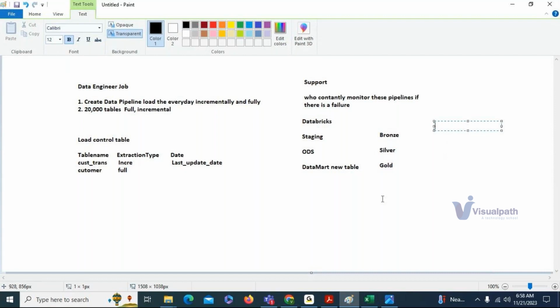It's a logical classification or division of data. It is also called a medallion architecture. You can do this. There is a possibility that you can do it. That's why they have it.